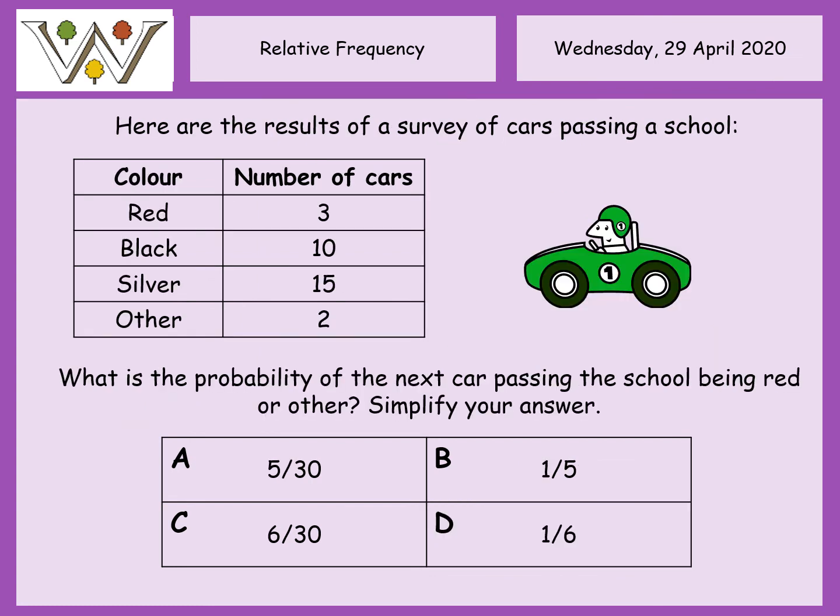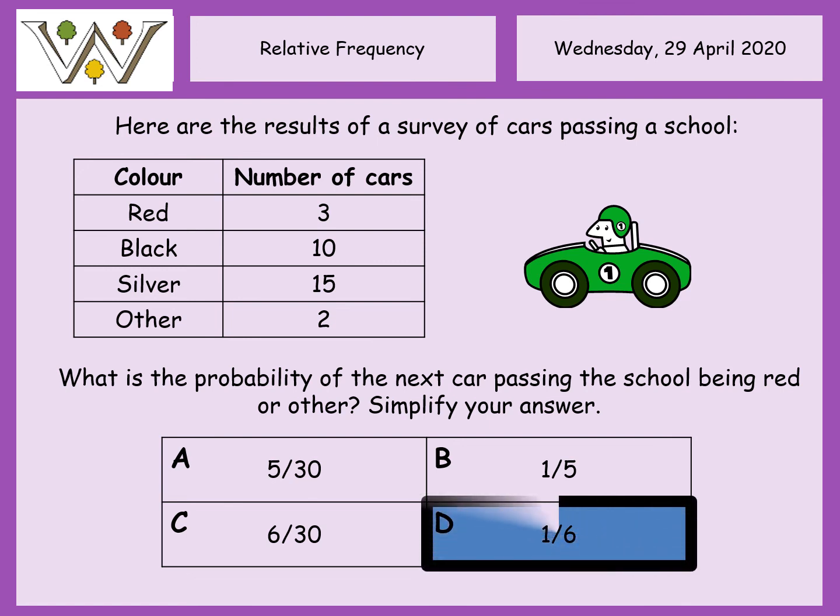Okay, cars passing a school. What's the probability of the next car passing the school being red or other? So we've got 3 red cars, 2 other cars, so that's 5 altogether. So that's 5 out of 30. Again, simplifying is good.